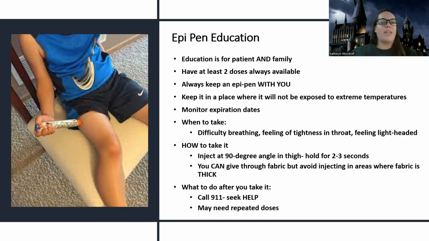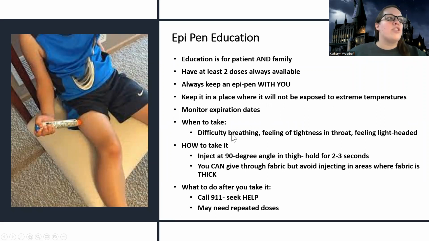Check that expiration, because a lot of times we don't use these. There was a whole EpiPen crisis a couple of years back where these were getting so expensive it became like a black market deal. So make sure that they're not expired, because if they're expired, they may not work. This happens with insulin all the time too, where people hold on to insulin because it's expensive, but it's not actually working anymore because it's expired. So always keep it with you. Keep it in a place where it won't be exposed to extreme temperatures. Like I said, monitor those expiration dates.